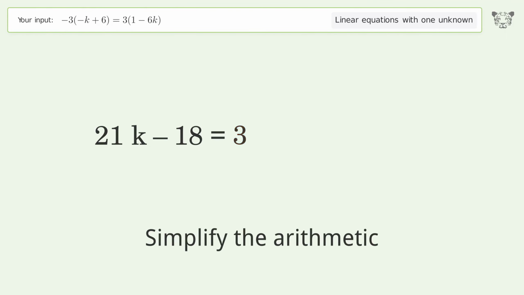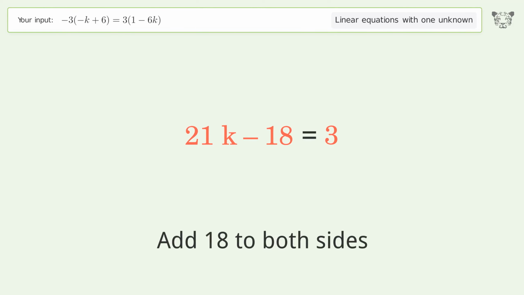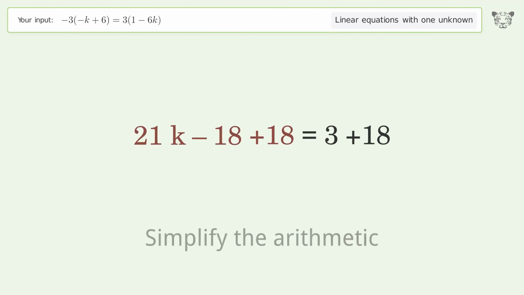Group all constants on the right side of the equation. Add 18 to both sides. Simplify the arithmetic.